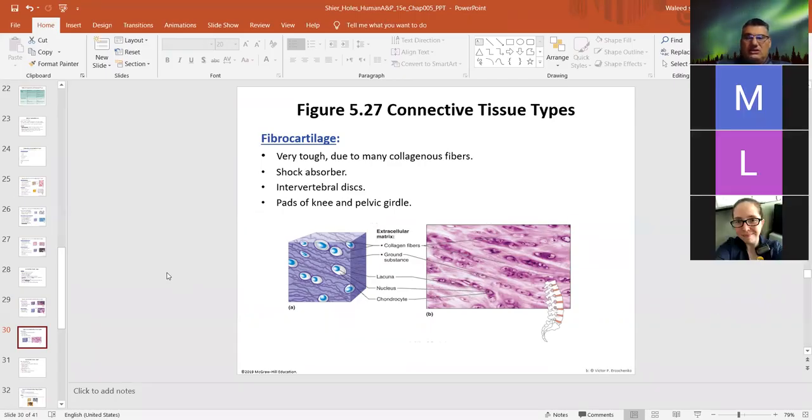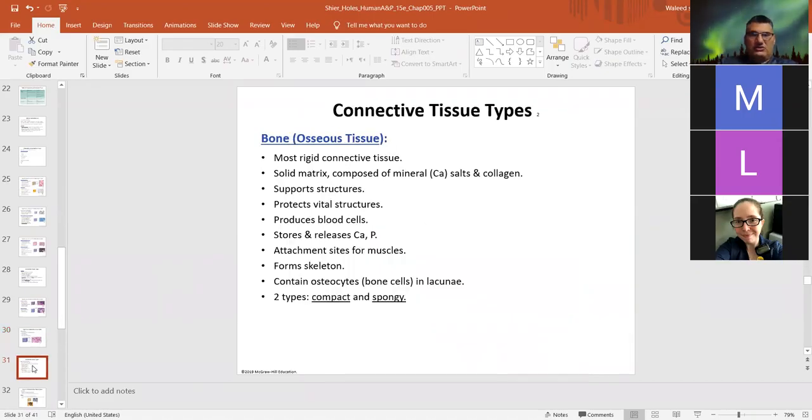Did you hear about, oh my God, I was carrying something that's very heavy and I got a disc prolapse or herniated disc? Have you heard about this? This is a disc in between the vertebrae, and it is a fibrocartilage, and you need to know the type. It's also the pads in the knee and the pelvic girdle. All of this is fibrocartilage. Location is very important.